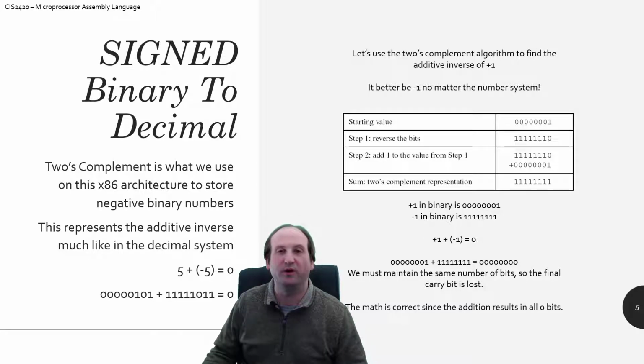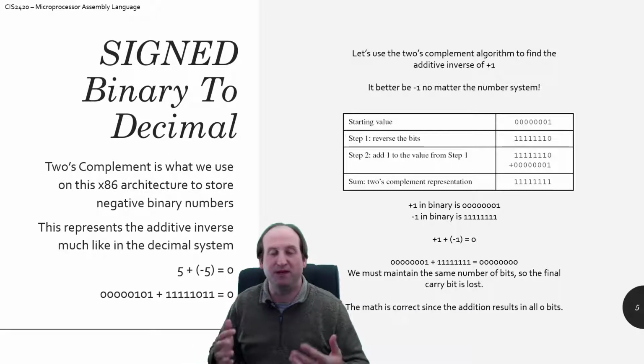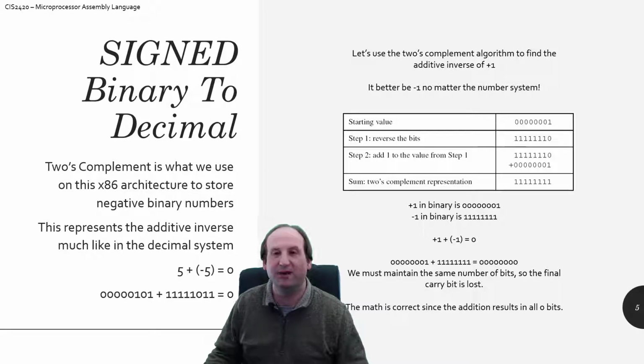It shouldn't even matter what base system you use, because it should apply in base 2, base 6, base 10, base 22, base 1 million. If I take a number and I add its additive inverse, the number on the opposite side of the number line, doesn't matter how I represent it, the result should always be 0.